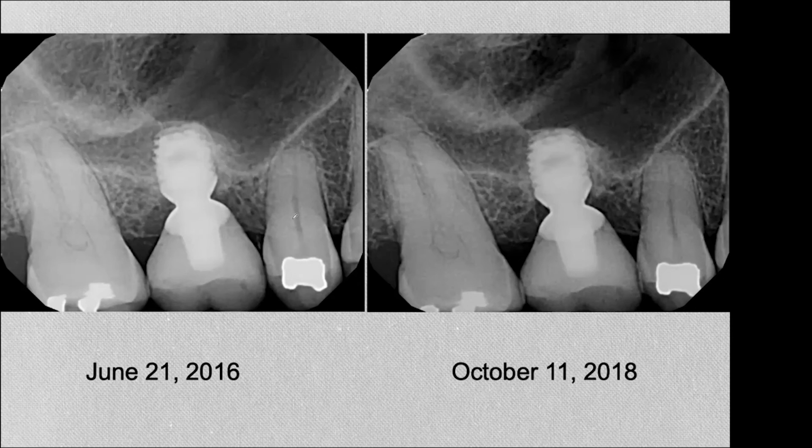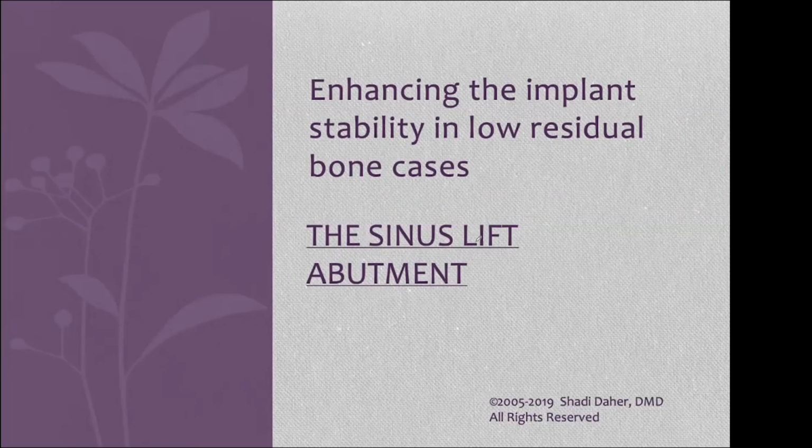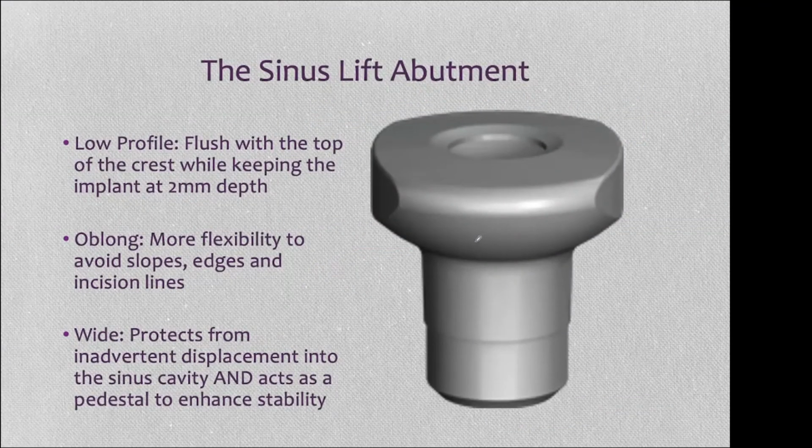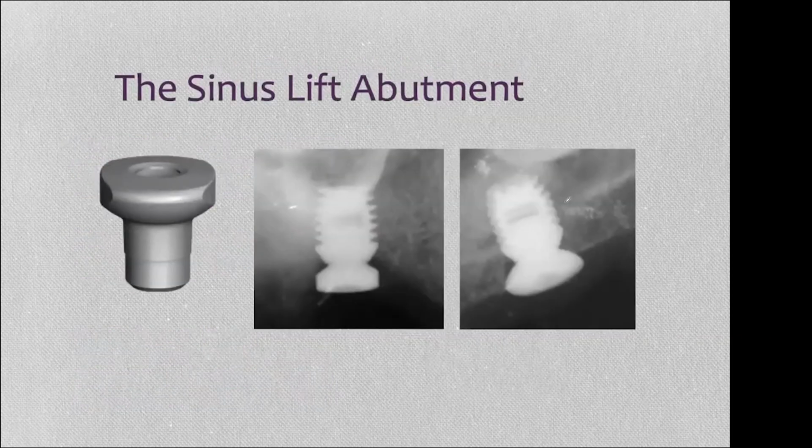And so I want to talk about the enhancement of the stability using the sinus lift abutment, which is an important adjunct to your sinus lifting work with the ultra short implants. It gives you that full flexibility to placing implants in very low residual bone. It was designed to have an oblong shape, and it was designed to also separate the implant to a depth of 2 millimeters from the flat top to the shoulder. So we use all of those to our advantage.